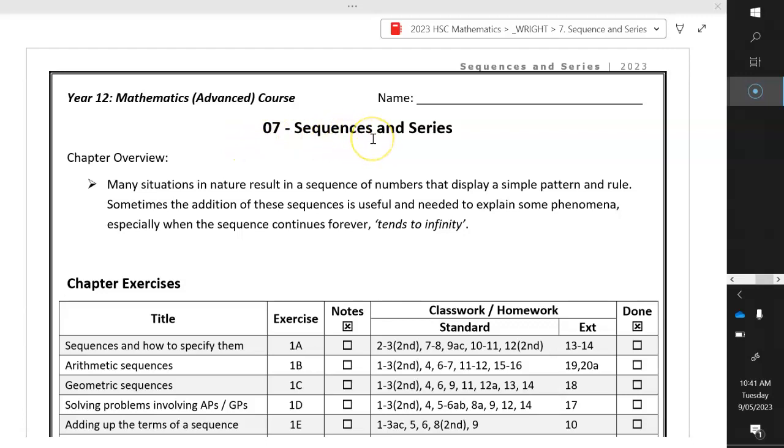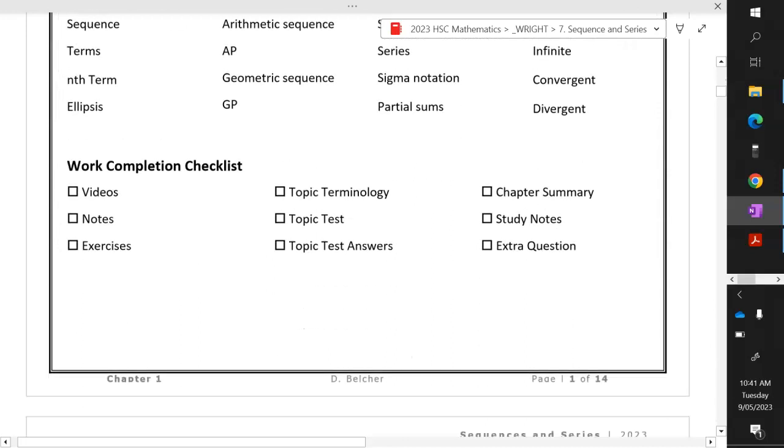Also, it aligns a little bit with our Extension 1 topic. So if you're in the Extension 1 Year 11 class, it lines up nicely with that as well. Okay, so here's your booklet. You should have that by now.